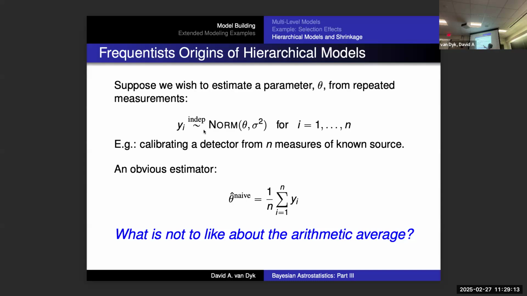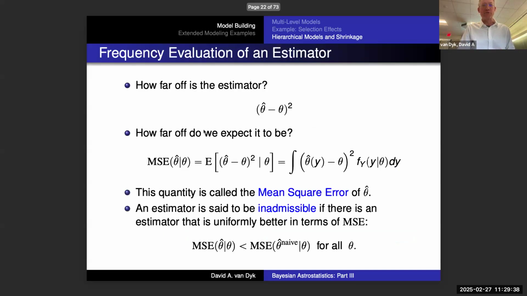So I have multiple observations from the same object. The obvious thing to do to estimate theta is to just average the data. Who's going to argue with using the average to estimate the parameter? Well, I have the superscript naive here, which is a hint that it turns out that this is not necessarily the best way to go. So let's see why you might not want to use that sample mean.